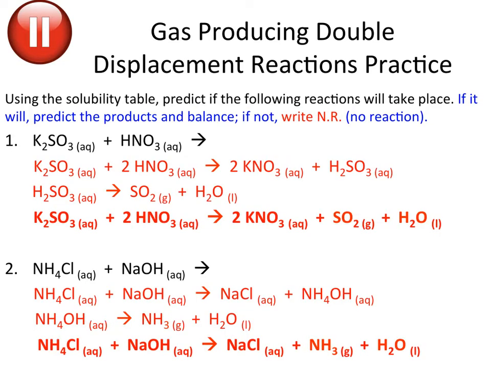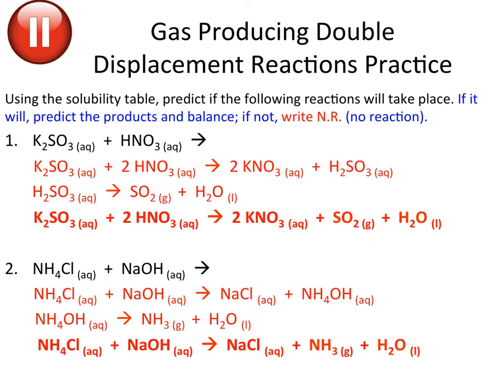Welcome back. Here are your answers. So in the first one, we have our potassium sulfite with our nitric acid, and we do get two products that are aqueous. And again, we might be able to quickly dismiss this as no reaction has occurred, but we notice that we have H2SO3, which is sulfurous acid. Knowing that it breaks down into sulfur dioxide and water, we are able to substitute this in, and we get our final equation right down there.